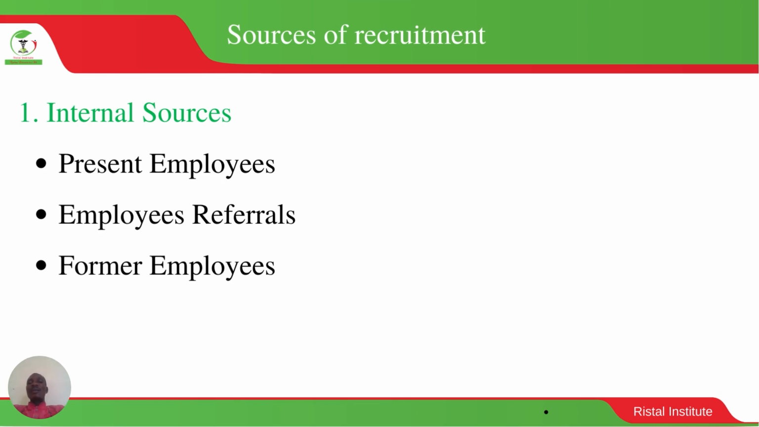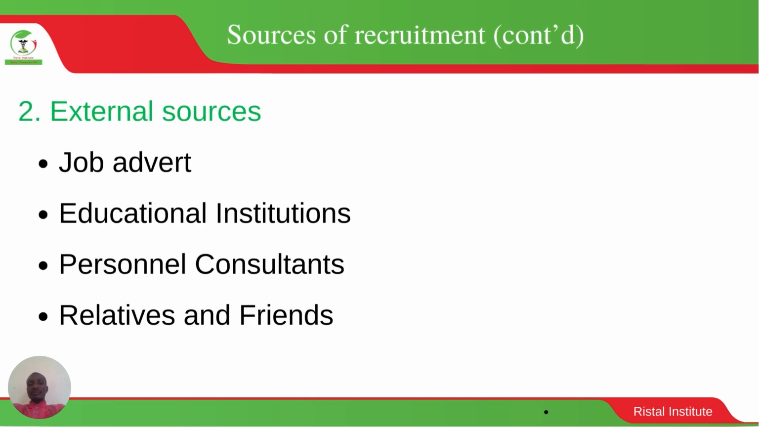Then the last one is the former employees. This is whereby you recall your former worker to come and work. Maybe the person had resigned or the contract had ended. Now another project has come. Instead of looking outside, you just call him or her to come and you continue with your people. So that is how the internal source of recruitment can be explained.